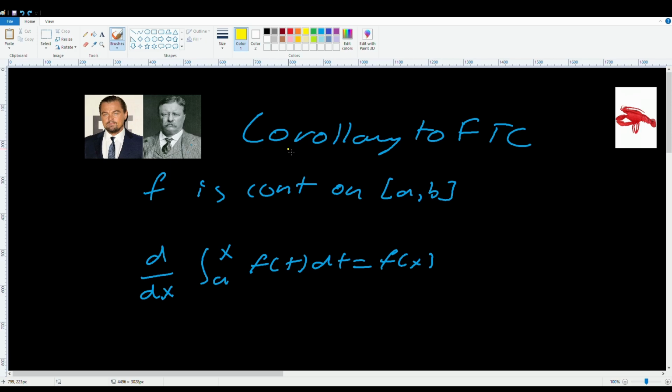What's up everyone, Sakhan here. Today we'll be talking about the corollary to the FTC. As long as f is continuous on [a, b], you can do this little procedure here. Basically I think of it like you're just switching the x. If it's like x squared, make sure you take the chain rule as well.